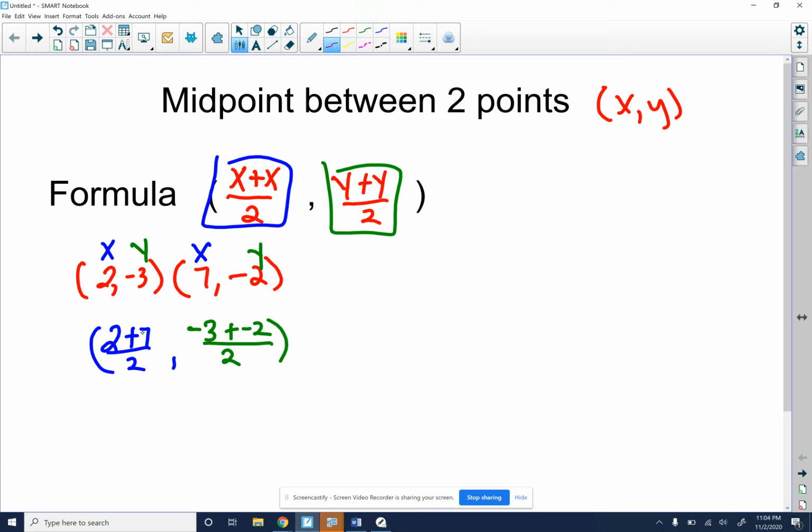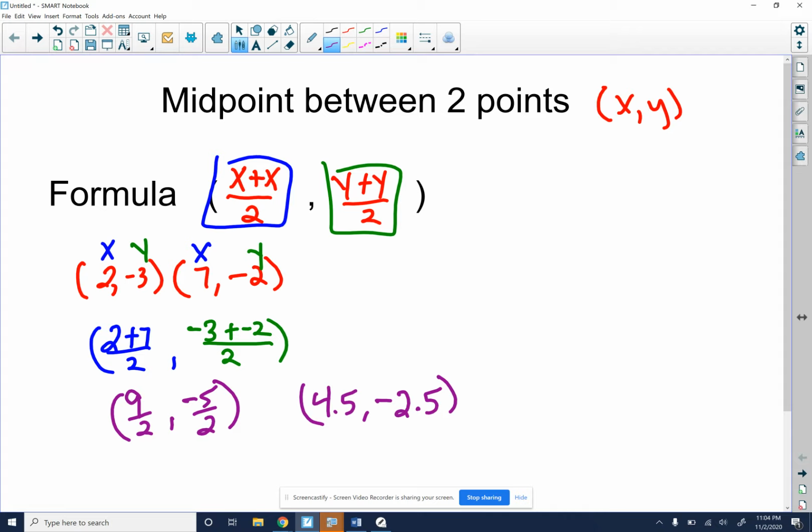So 7 plus 2 gives me 9/2. And then -3 plus -2 is -5/2. So if they want you to leave it in fraction form, you leave it like that. If they want decimal, then 9 divided by 2 is 4.5. And -5 divided by 2, a negative divided by a positive, is a negative. 2 goes into 5 twice with 1 left over out of 2. So -2.5. If you want to use the calculator for the decimal ones, that's fine.